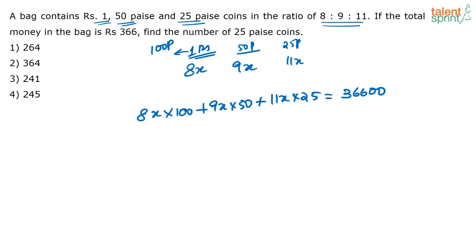But here there is a very easy way in which you can solve this question. What is given here? How many 25 paise coins are there? 11x 25 paise coins are there. See, what you have to remember here is that the number of coins that I get will be an integer, right?